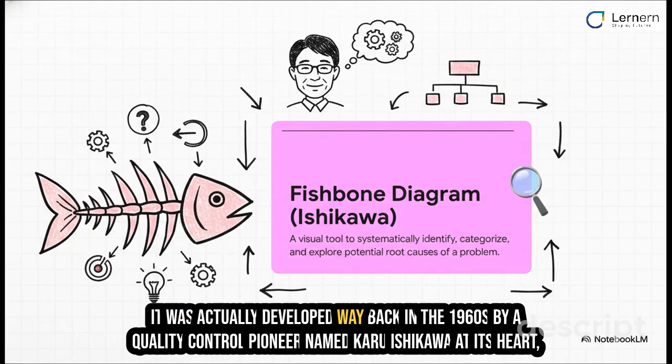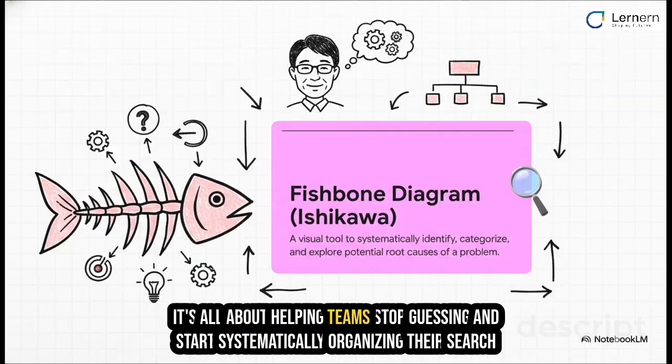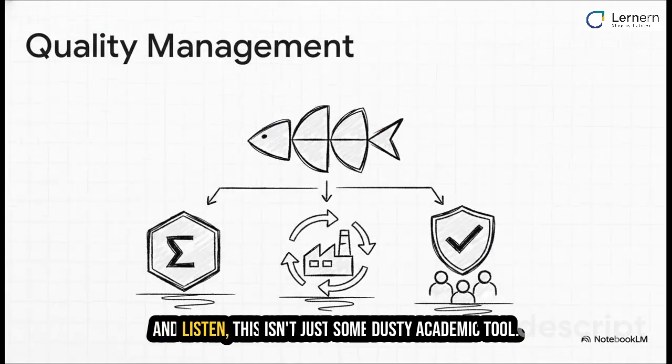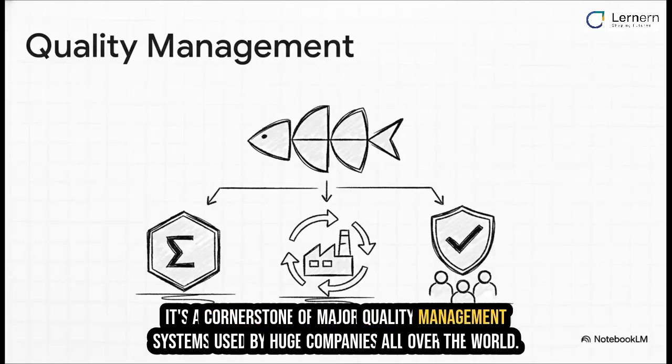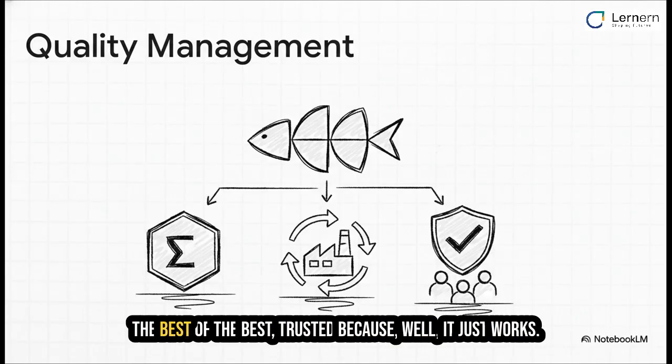It was actually developed way back in the 1960s by a quality control pioneer named Kaoru Ishikawa. At its heart, the Fishbone Diagram is a visual brainstorming tool. It's all about helping teams stop guessing and start systematically organizing their search for the true underlying causes of an issue. And listen, this isn't just some dusty academic tool. It's a cornerstone of major quality management systems used by huge companies all over the world. We're talking about heavy hitters like Six Sigma, which is all about eliminating defects, and lean manufacturing. The best of the best trust it because, well, it just works.